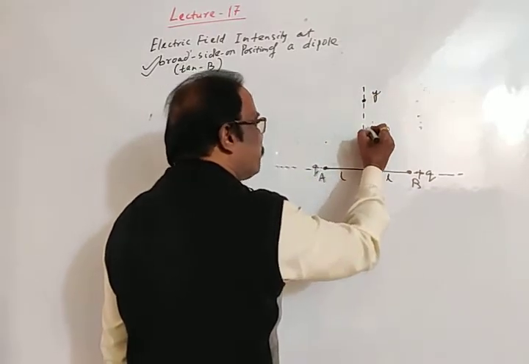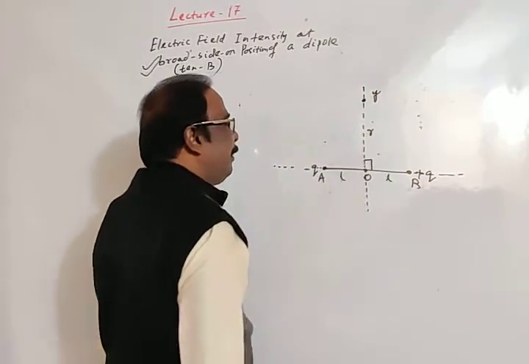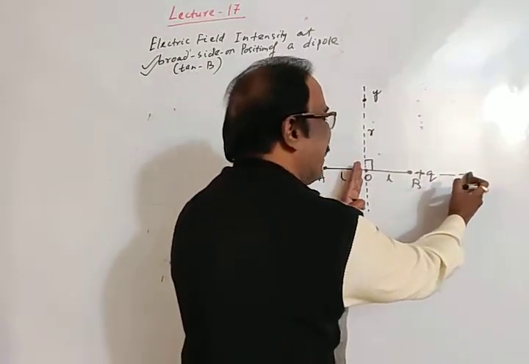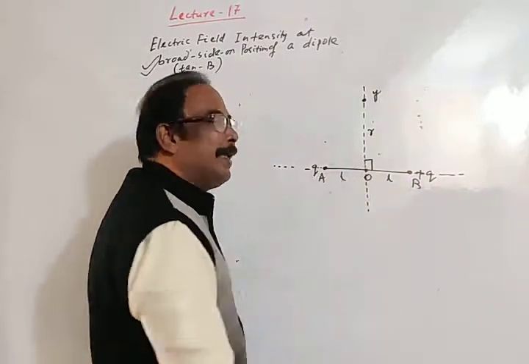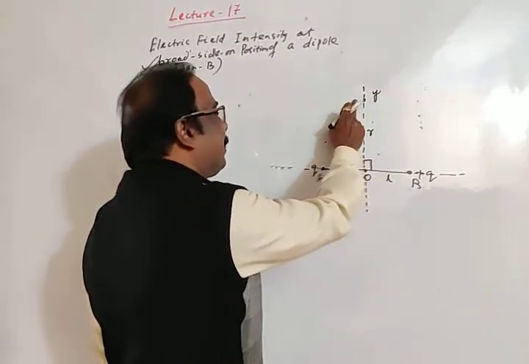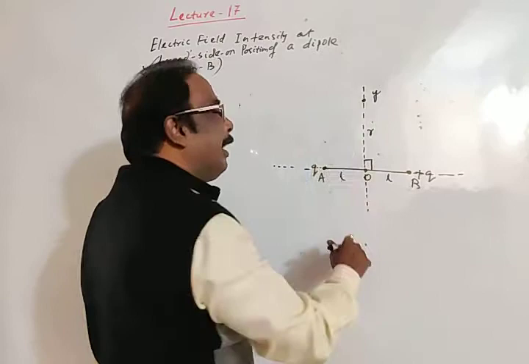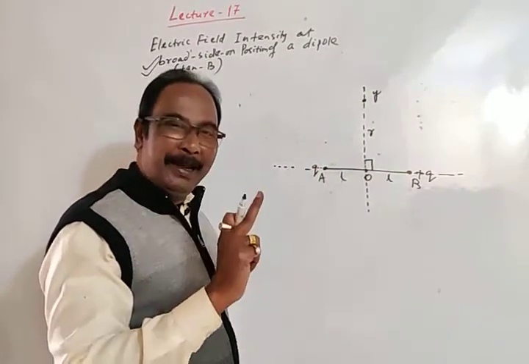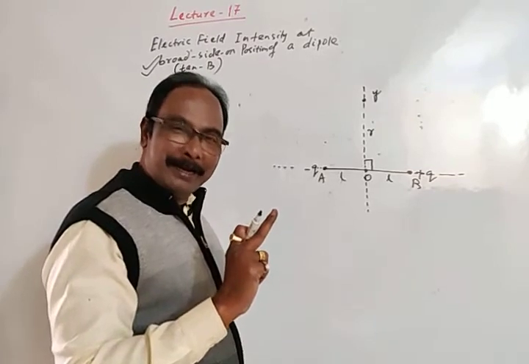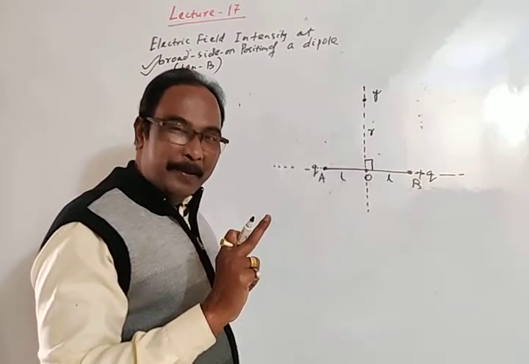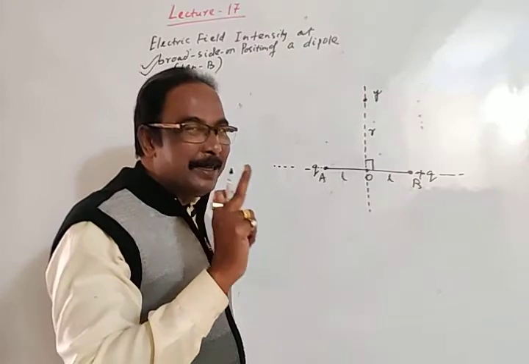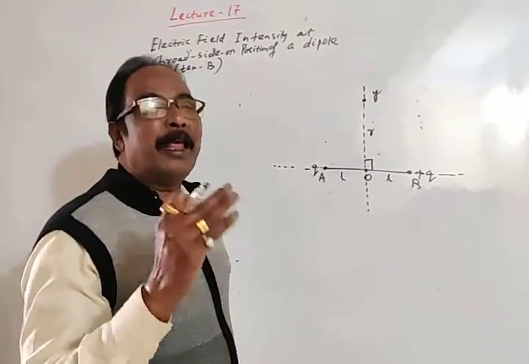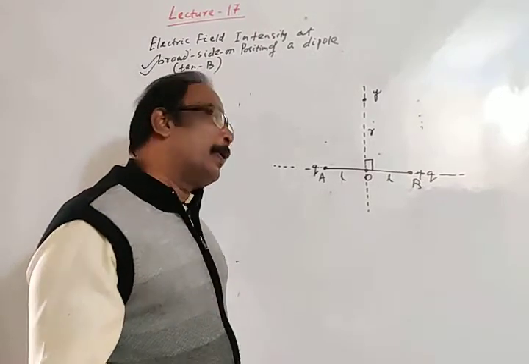Let the distance from O to y be r. In that case also, the distance from O to x was r. Here the distance from O to y is r. We have to find the electric field intensity at point y. As we have already discussed, to find the electric field we have to place a unit positive charge at that point. Then the magnitude of the electric field is kq divided by the square of the distance.